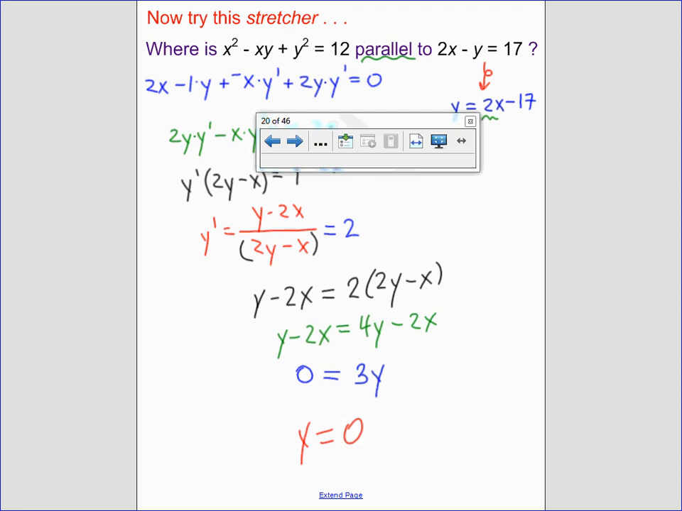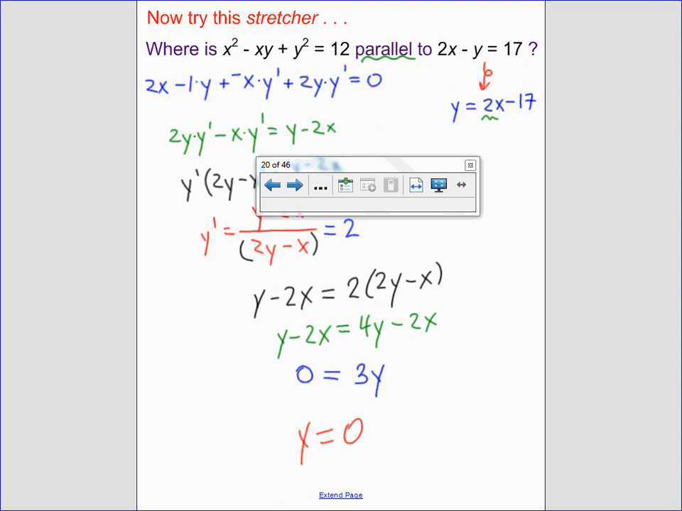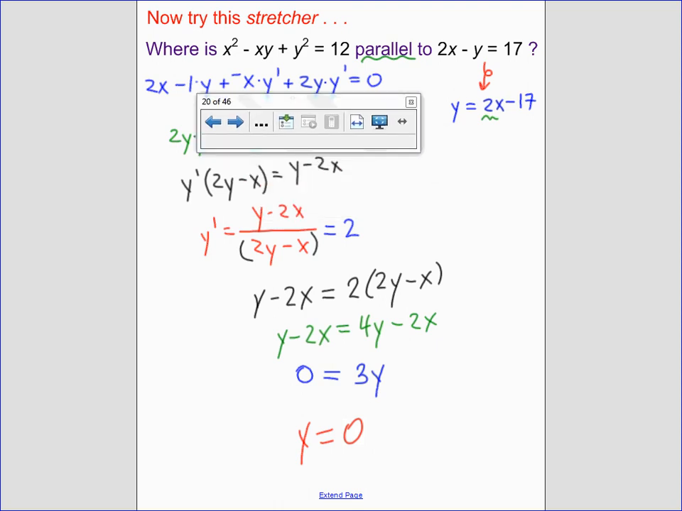And so when y equals 0, that doesn't tell us where, because if y equals 0, then we still have an x coordinate. So where can we go to figure out the x coordinate when y equals 0? We could go right into my original and figure out when that happens. And so we'll go into my original.